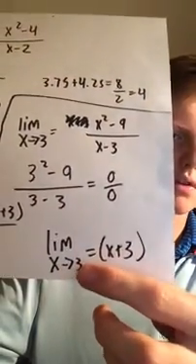So all we're going to have to do is plug 3 into x. So 3 plus 3 equals 6. So the limit as x approaches 3 is going to be 6. So as the graph is approaching the x value 3, the y value is going to be 6. So those are our 3 examples.